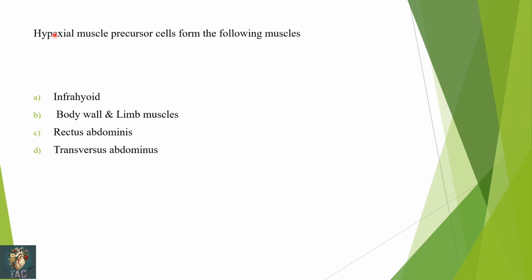So the new method of classification of the muscles is that they are either hypaxial or epaxial. Epaxial means they are above the axis and hypaxial means they are below the axis. So muscles which are hypaxial will form the body wall and limb musculature, and this is the answer.